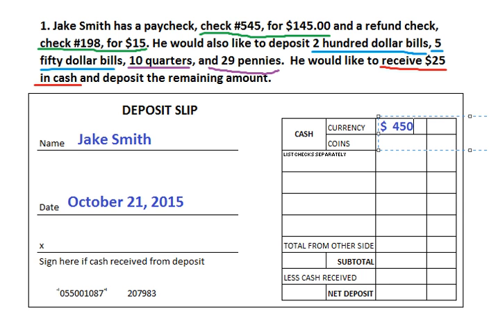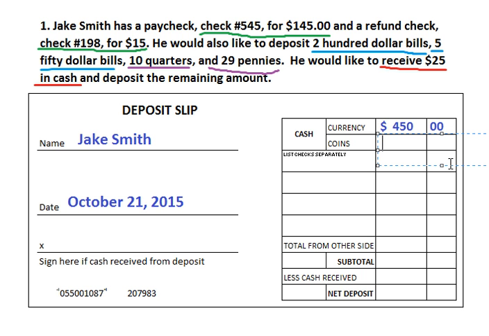Now, whenever you write the numbers out, you put the dollar amount to the left and the coins numbers to the right. And there's no coins, but I still have to put 00. There we go. Currency's done. Now we can do coins.